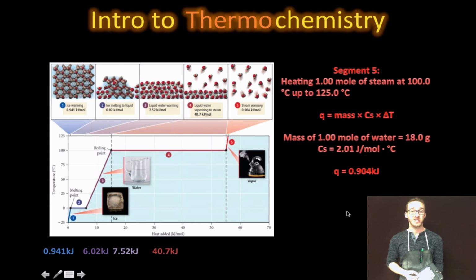And then finally, to heat up that vapor from 100 degrees Celsius to 125 degrees Celsius, we're once again on a sloping segment. We aren't changing phases, we're just going from a gas at one temperature to a gas at a hotter temperature. So we'll once again use MC delta T. Plug in those values, we get the heat required to do that to be 0.904 kilojoules.